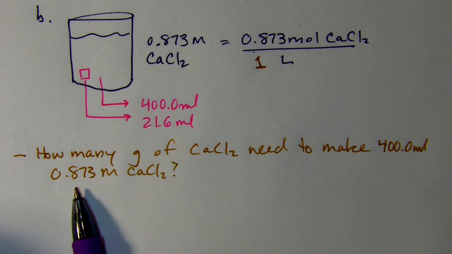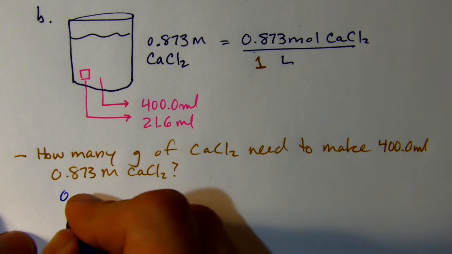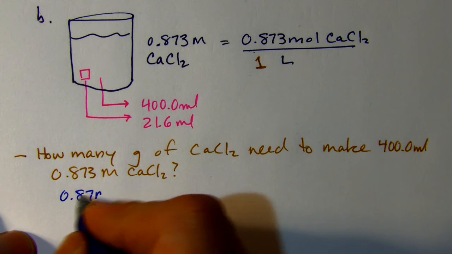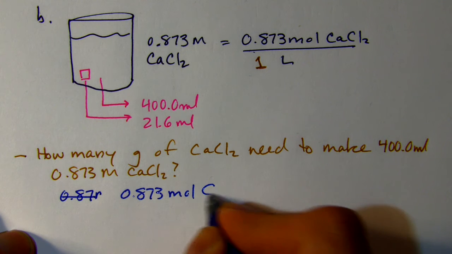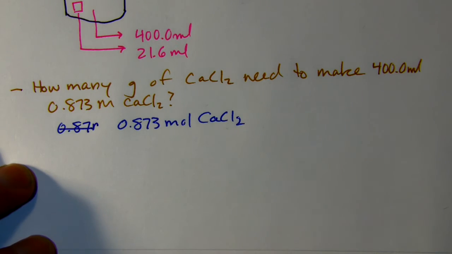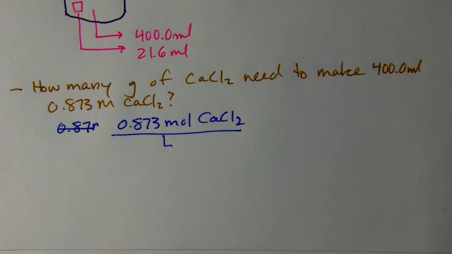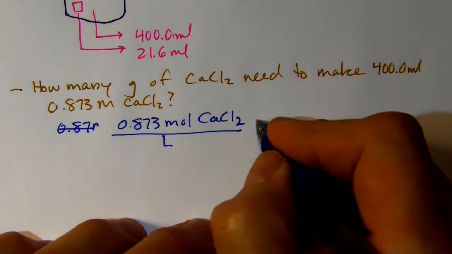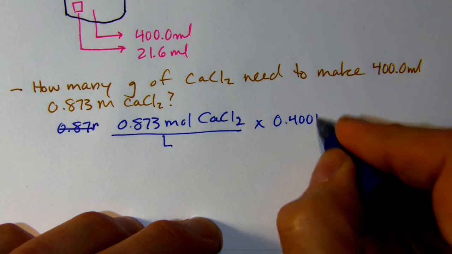All right, so generally my rule about chemistry problems or physics problems is you start with what you know, start with what you have. So you have 0.873 moles of calcium chloride. This is why you need units, so you remember how to do the problem. And this is per liter. Let's first convert this to moles, and then we're going to go to grams.